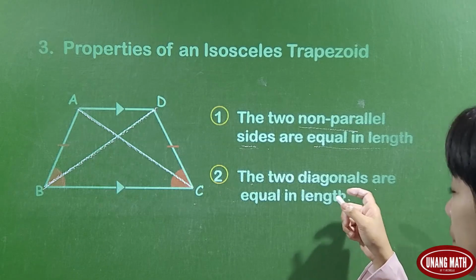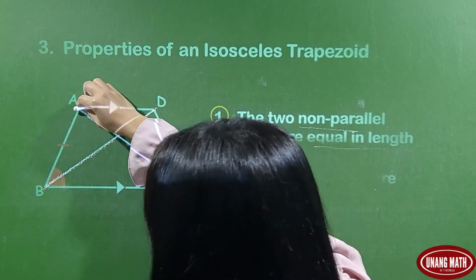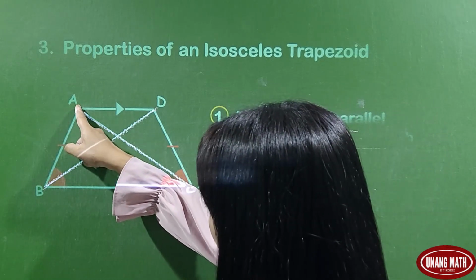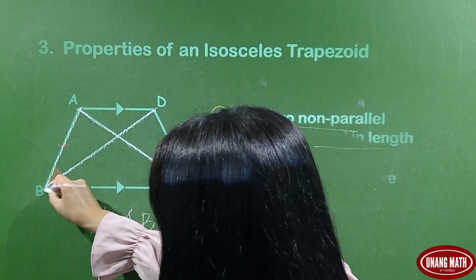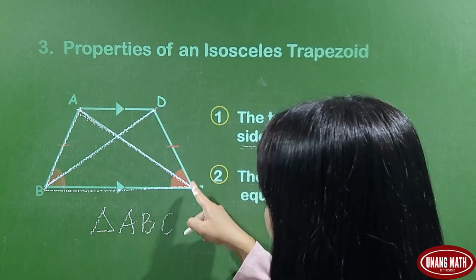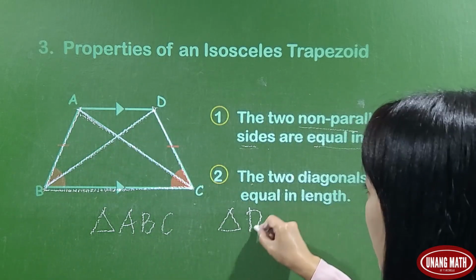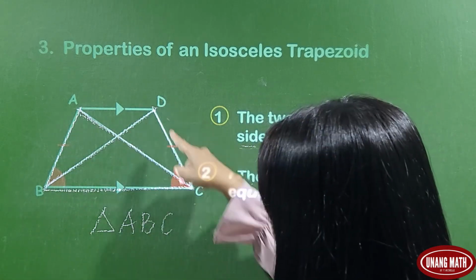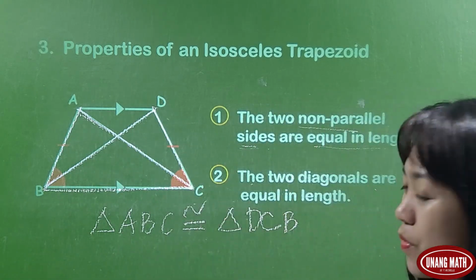Let's explain why these two diagonals are equal in length. When we draw these two diagonals, then we have this triangle ABC, or this triangle, and this triangle DCB. So triangle DCB. So ABC and triangle DCB. And these two triangles are congruent triangles.